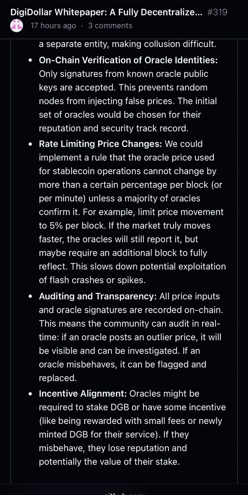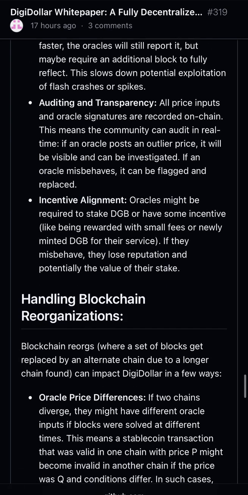Rate limiting price changes. We could implement a rule that the oracle price used for stablecoin operations cannot change by more than a certain percentage per block, or per minute unless a majority of oracles confirm it. For example, limit price movement to 5% per block. If the market truly moves faster, the oracles will still report it, but maybe require an additional block to fully reflect. This slows down potential exploitation of flash crashes or spikes.